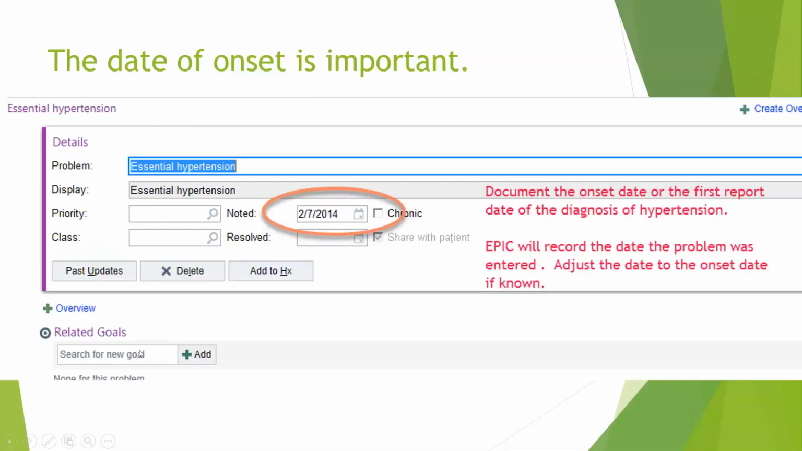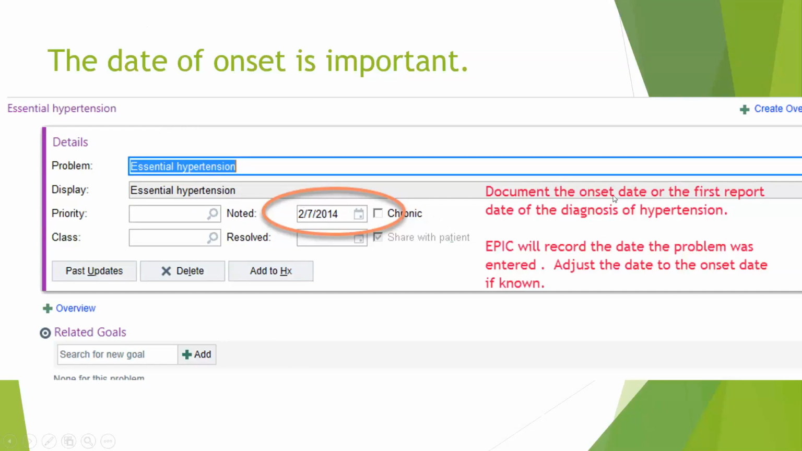The next thing is the date of onset is important. We did some reports out of NextGen for patients in your clinics with the diagnosis of hypertension, and did pull the onset date that was recorded in NextGen. So when you record that problem list, essential hypertension, there's a detail button you click on to begin to add this note of the time.